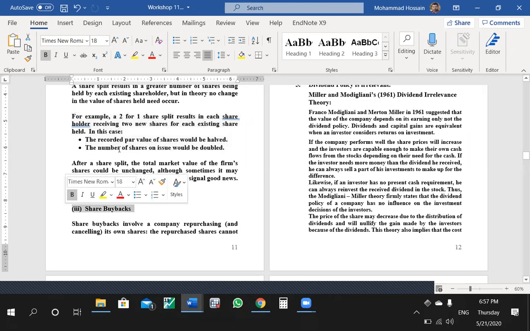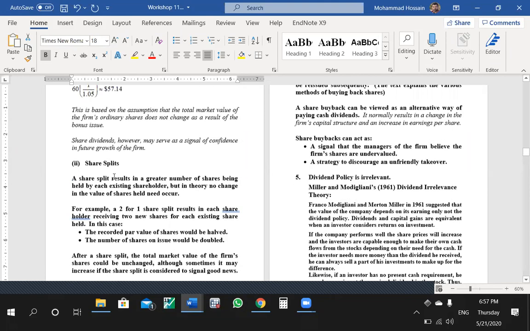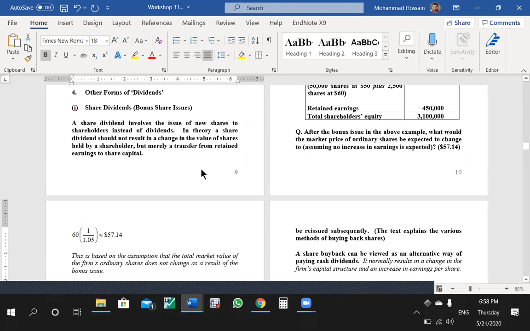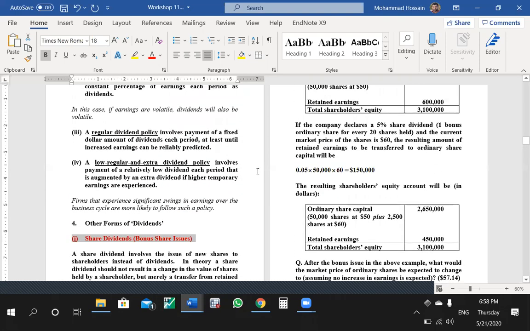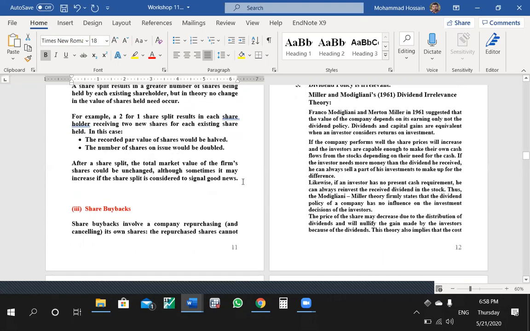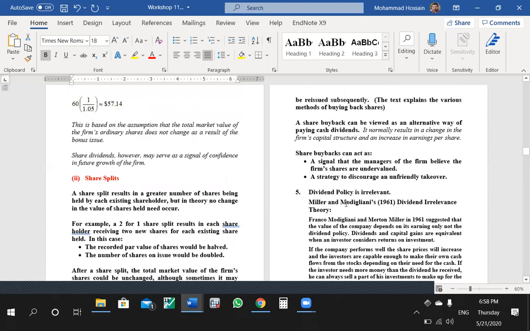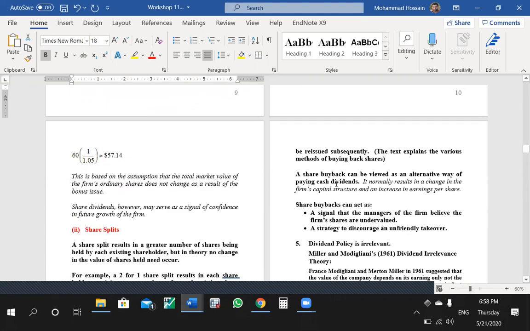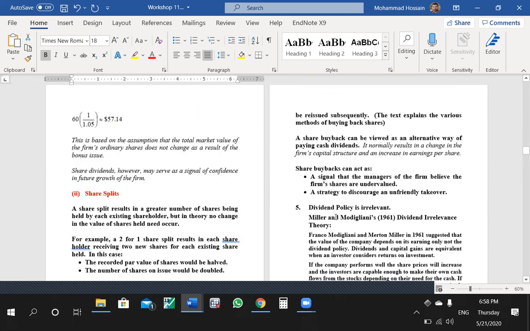Share buyback is another option. With share buyback, mainly when management feels that their share is being traded in the market at a very low price, undervalued, they will take the share out of the market. That's share buyback. They buy the share out of the market. Share buyback can be viewed as an alternative way of paying cash dividends. So they're going and taking the share from the people.